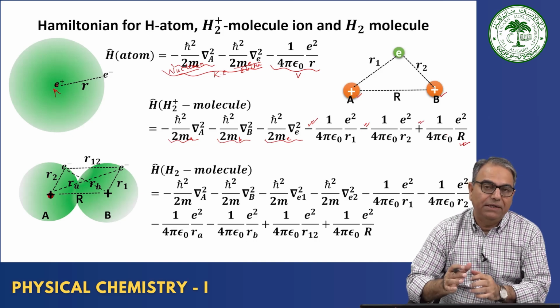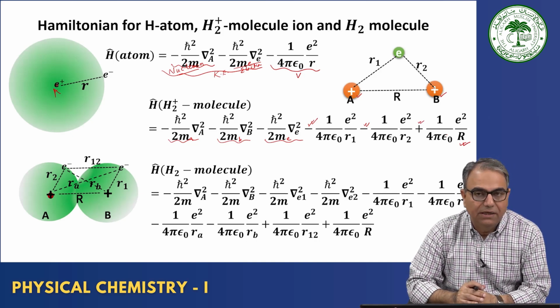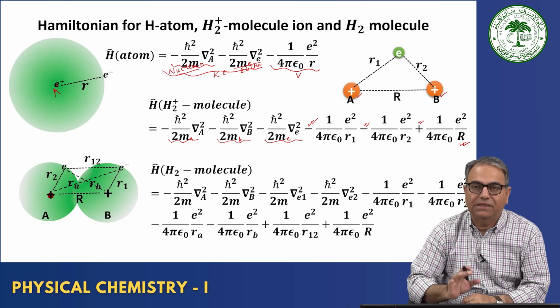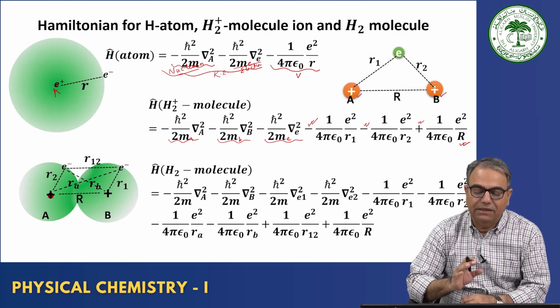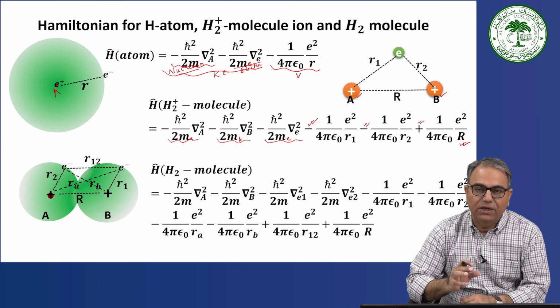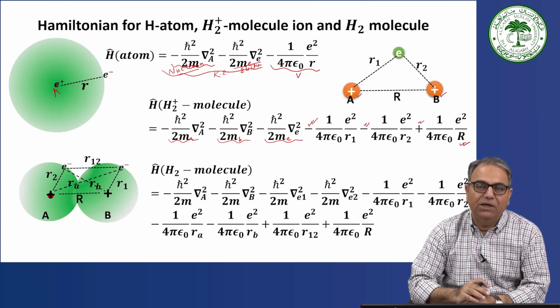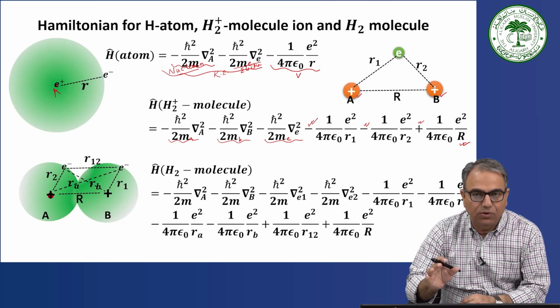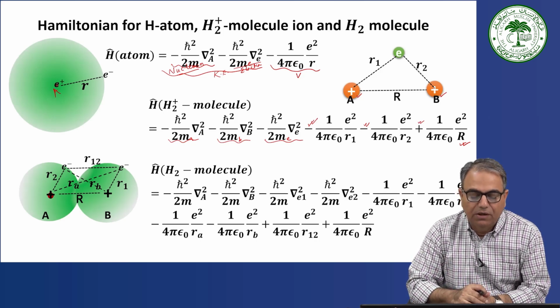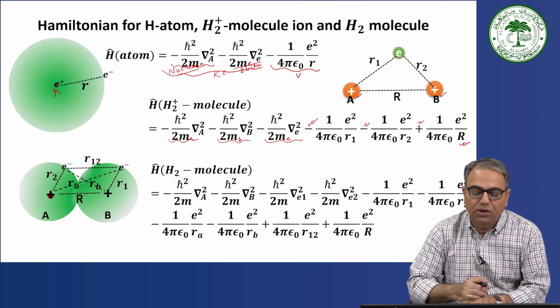So by now you should have the knowledge of how to write the Hamiltonian for a given system. Okay, that's a must for all of you. This is very simple. You just have to concentrate on the particles present and on the possible interactions in the system, and then you will be able to write the Hamiltonian. So for the H2 molecule, what happens?